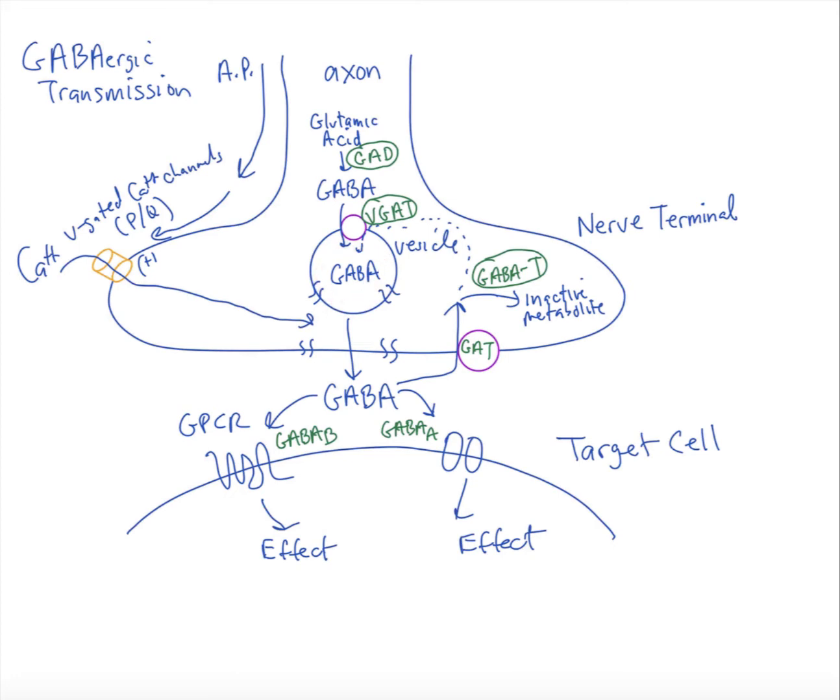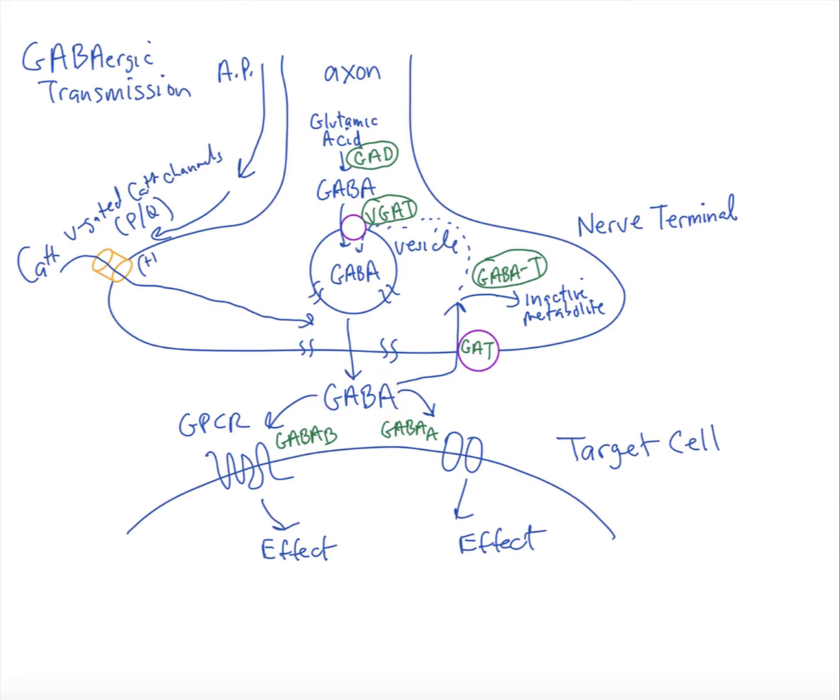stored in the vesicle where it can be released via exocytosis once an action potential travels down to the nerve terminal, activates voltage-gated calcium channels, letting calcium in, facilitating the exocytosis of GABA.